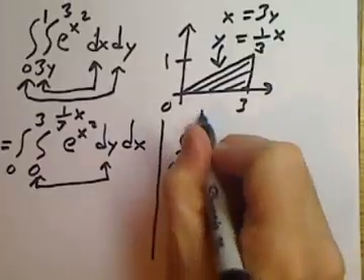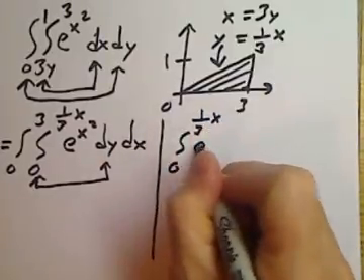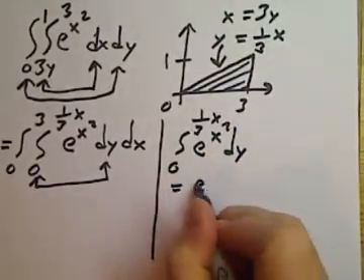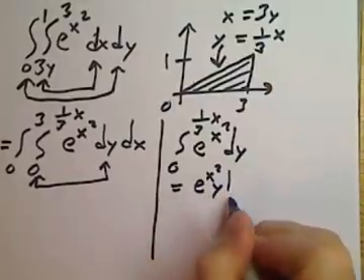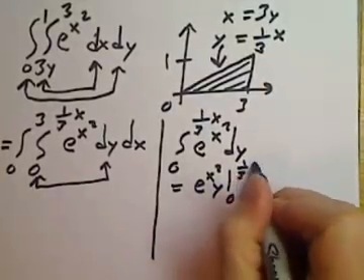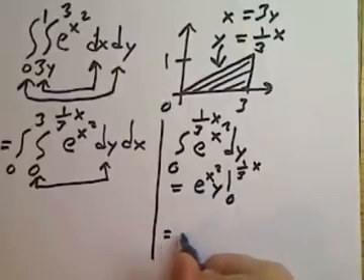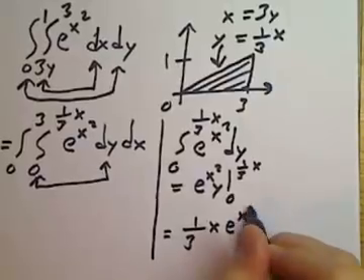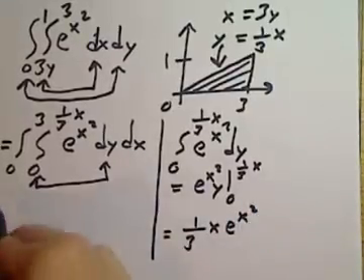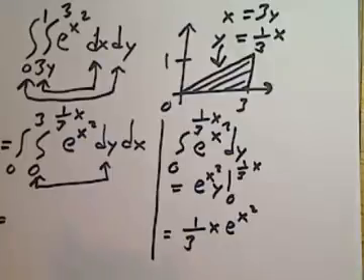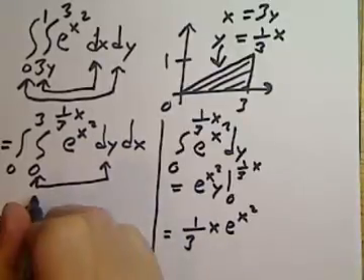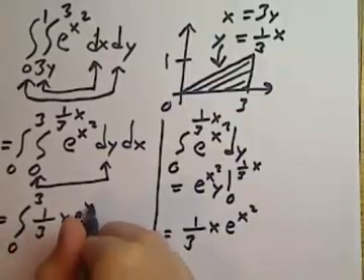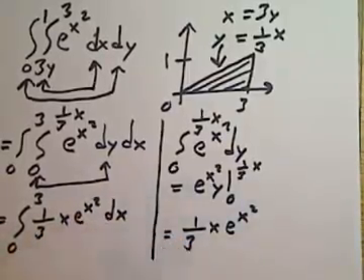My integral from 0 to 1/3 x of e to the x squared dy, I'm going to have e to the x squared y from 0 to 1/3 x. And so this is going to give me 1/3 x e to the x squared. So now for this integral over here on the left, I'm going to have the integral from 0 to 3 of 1/3 x e to the x squared dx.